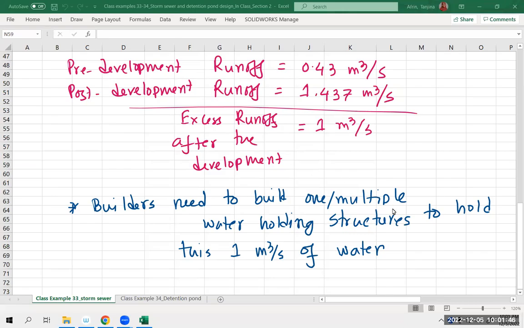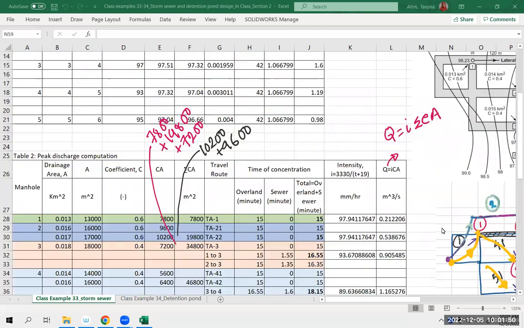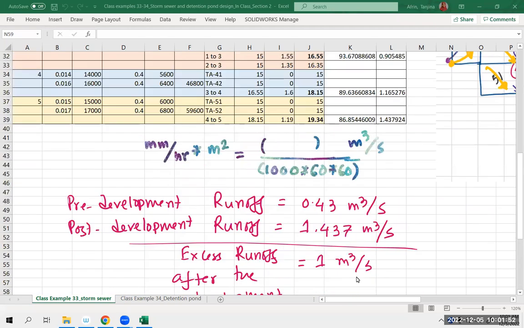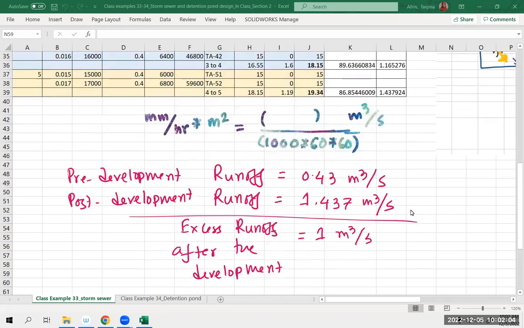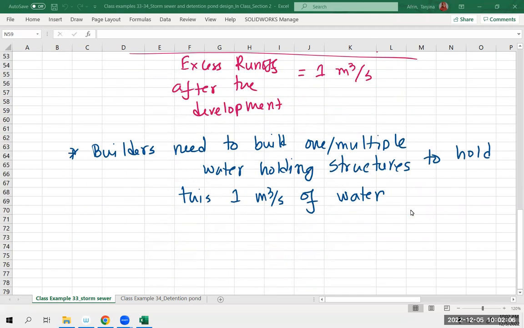Okay, so for your class, we already completed class example 33, where we decided whether we need any additional water holding structure or not. We found out that, for that specific case, we need to construct some water holding structure. Now, the most common thing to hold water is a detention pond, like after any new construction.